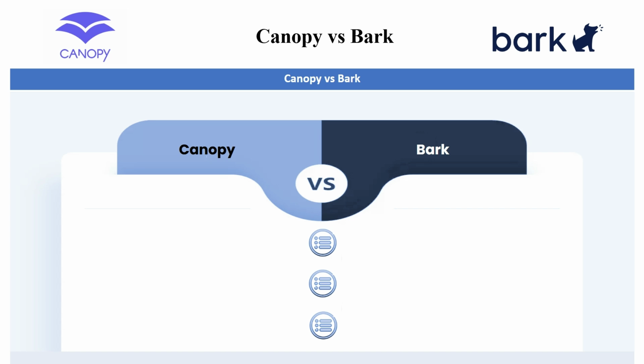So let's start with the similarities, and the first one that I have for you guys is online safety focus. Both Canopy and Bark are designed to keep children safe online. They monitor internet activity and alert parents to potential risks, including harmful websites, inappropriate content, and signs of cyberbullying. While the methods differ, the goal of helping parents maintain oversight and ensure children's online safety is shared by both platforms.